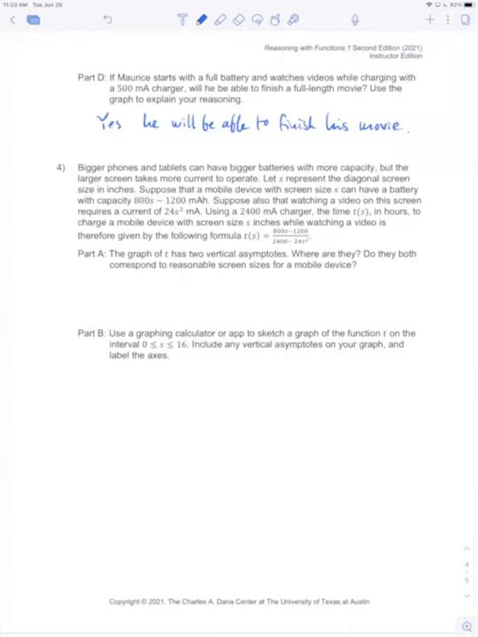Part A. The graph of T has two vertical asymptotes. Where are they? Do they correspond to reasonable screen sizes for a mobile device? Well, if we look at the denominator, 2400 minus 24S squared, and set that equal to 0 and solve for S, we get 24S squared equals 2400. Then S squared is 2400 over 24, so S squared is equal to 100. So S is going to be plus or minus 10.